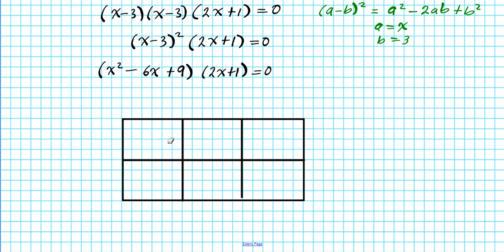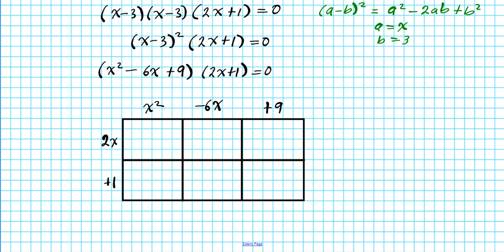Okay, so let's put x squared minus 6x plus 9, the first factor, on the top, and then we'll align the second factor, 2x plus 1, vertically on the side here. Now what we have created is basically a multiplication grid. The nice thing about this is it keeps everything organized and it's very easy to avoid making mistakes. Now, let's multiply them out.